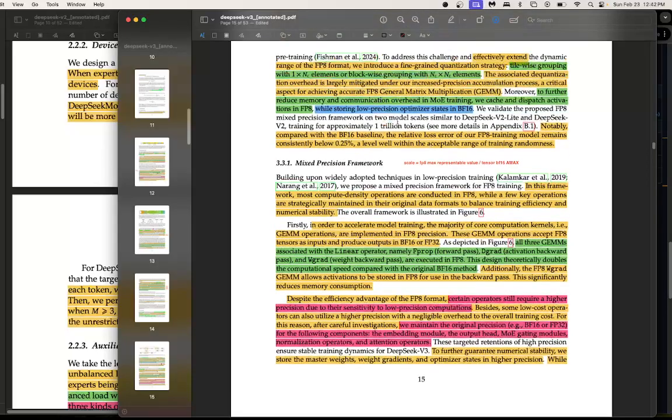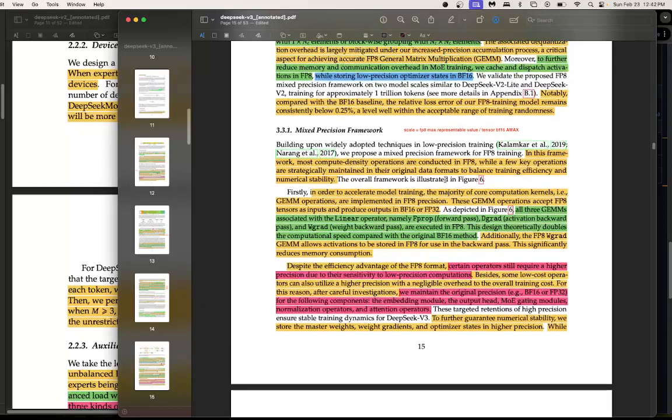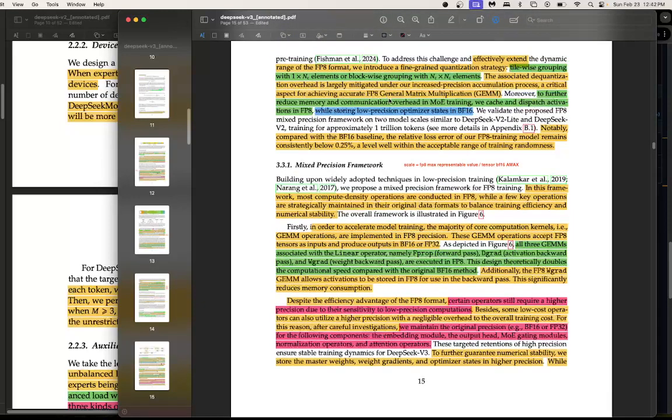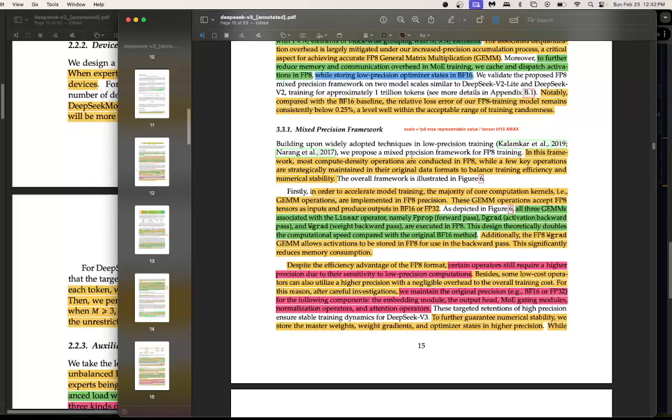And so yeah, that's what they're doing, and that's kind of what they're describing here. They also, so that's one thing they're doing with the FP8 training: I believe they're using the channel-wise scaling factor for activations, and then block-wise for weights and gradients, if I remember correctly.